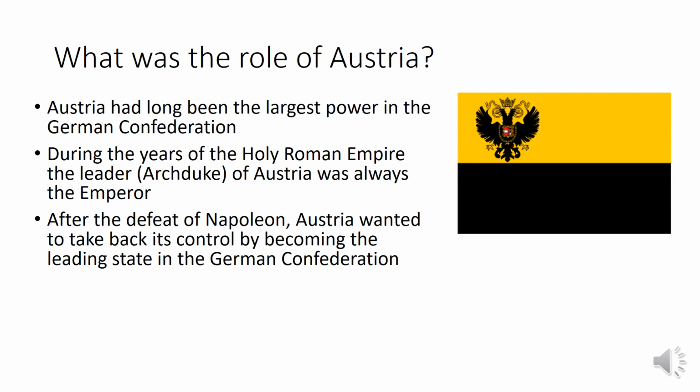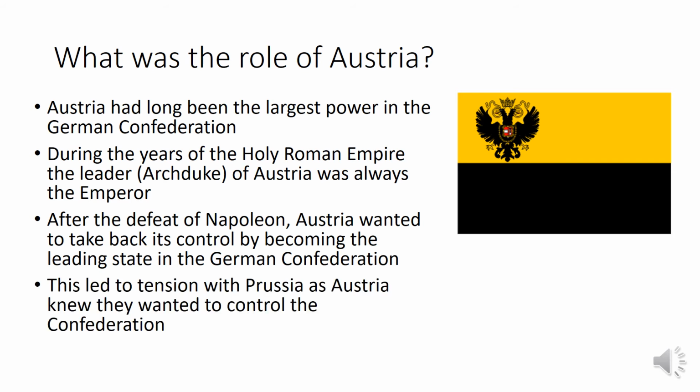After the defeat of Napoleon, Austria wanted to take back its control, and it wanted to do this by becoming the leading state in the German Confederation. It wanted to have the most representatives so it could win votes. It also wanted to control the high-powered positions within this confederation.